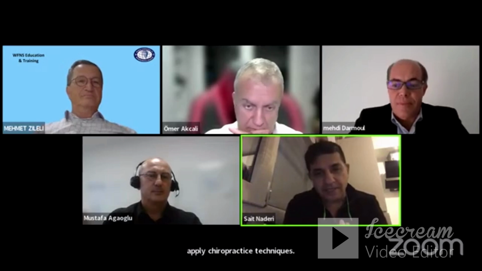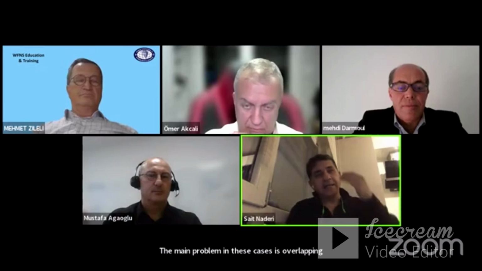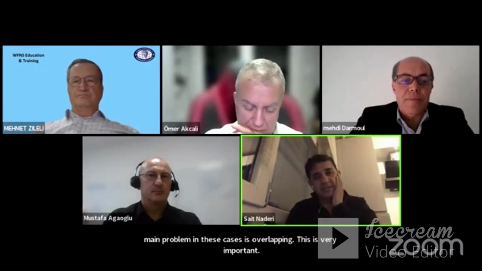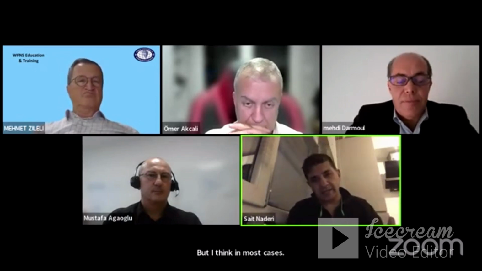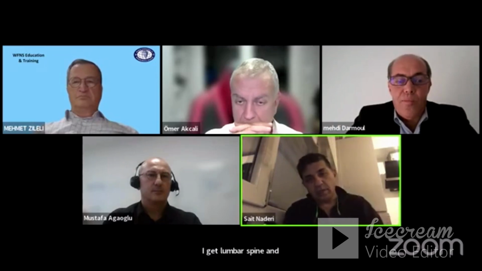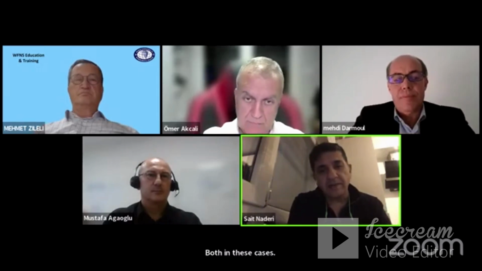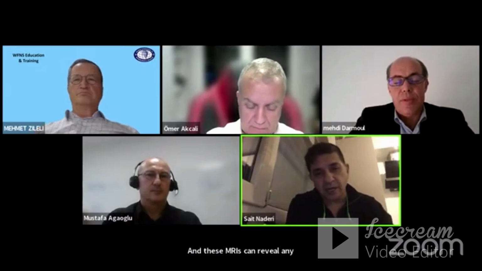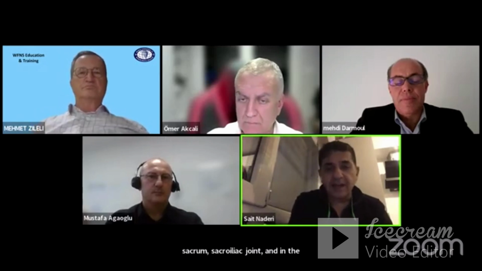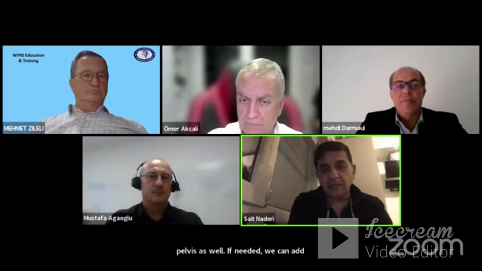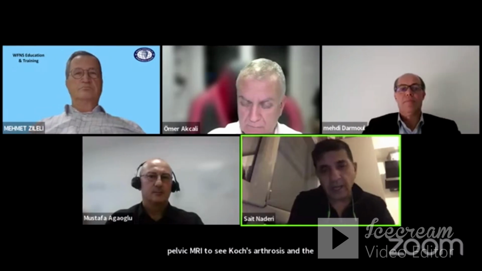The main problem in these cases is overlapping. This is very important. But I think in most cases, I get lumbar spine and sacroiliac MRI, both in these cases. And these MRIs can reveal any other pathologies in the sacrum, sacroiliac joint, and in the pelvis as well. If needed, we can add pelvic MRI to see coxarthrosis and the upper part of the femur.